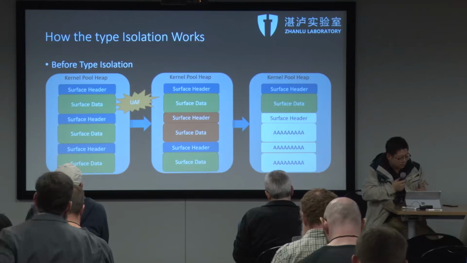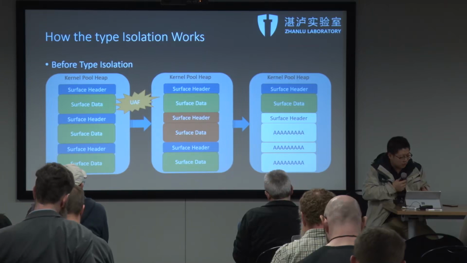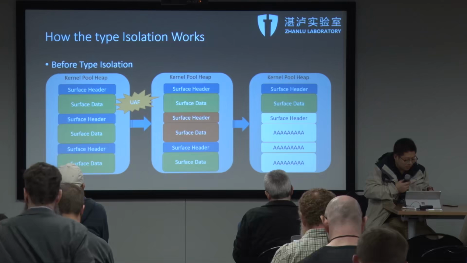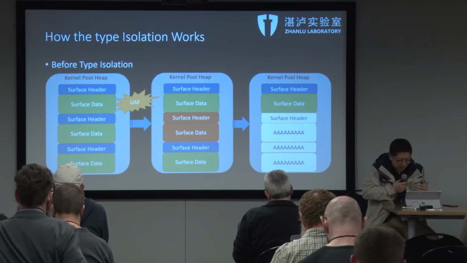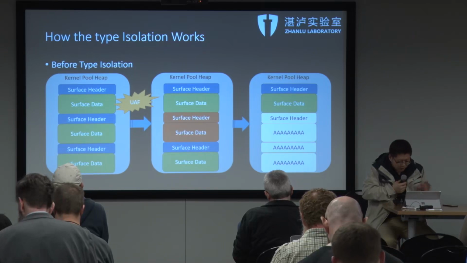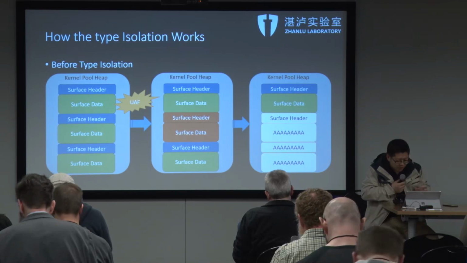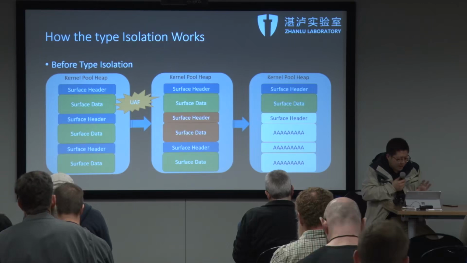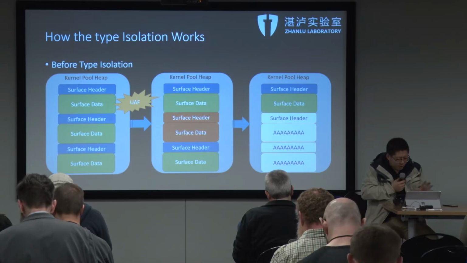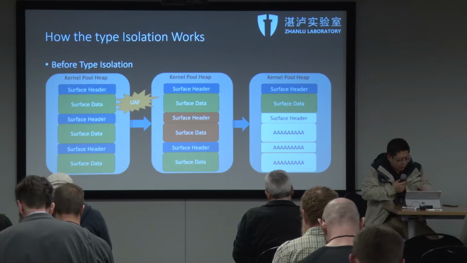Here is about how the type isolation works. Before type isolation, we can spray the data to the header of the GDI objects, so we can control a GDI object. If we have a surface or palette use after free bug, we can control the full object memory.